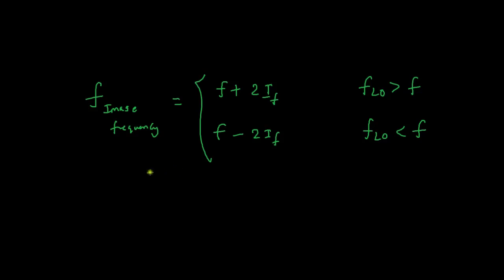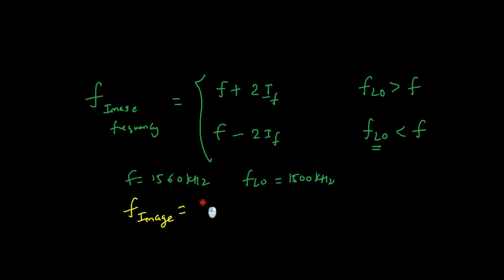So in our case, what happened? F was 1560 kilohertz and F LO was 1500 kilohertz. So you can see two cases here. Since our local oscillator frequency is less than the station frequency, the image frequency will be F image is equal to 1560 minus 2 times the intermediate frequency, which is the difference between these two signals.